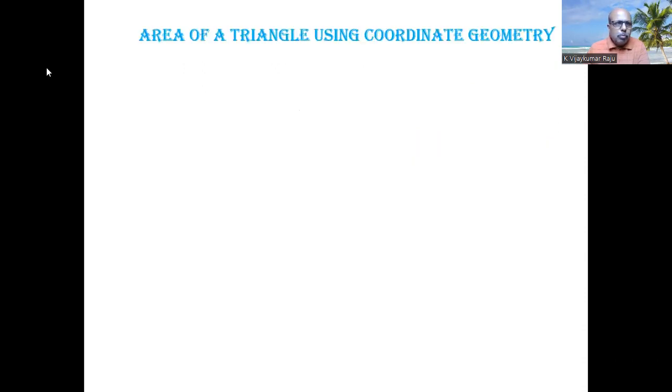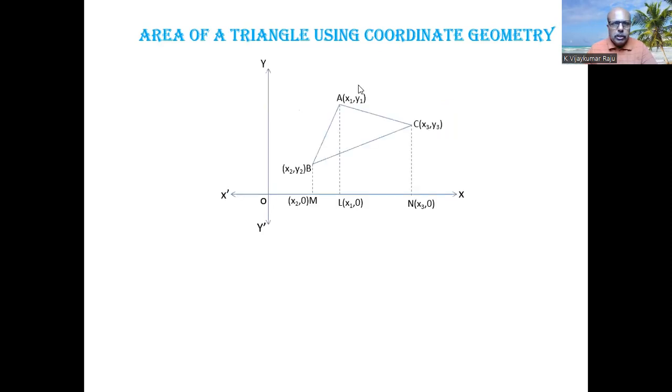Now, area of a triangle using coordinate geometry. Now coordinate geometry means what? The coordinates x1, y1, x2, y2. So let us see how it is.